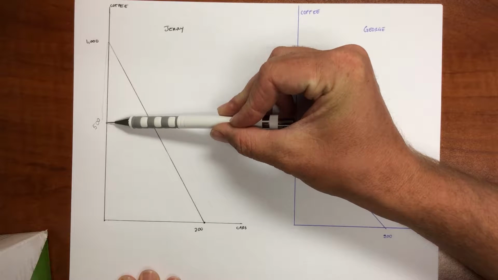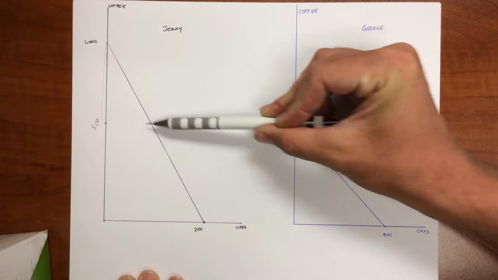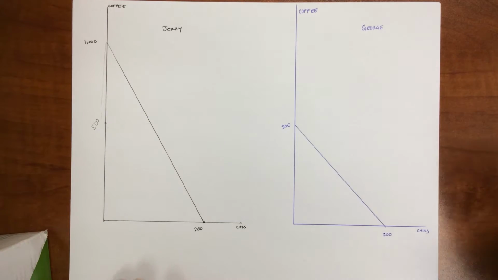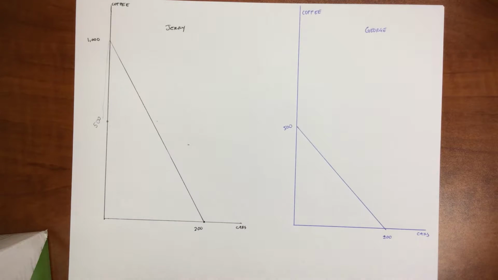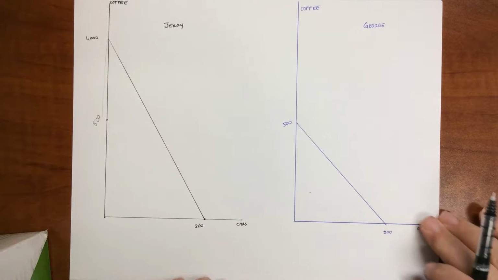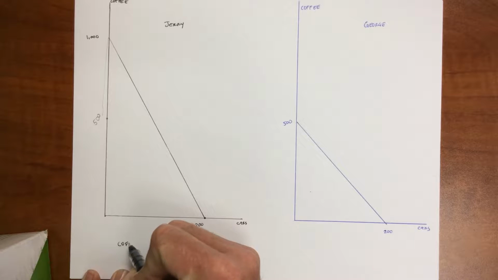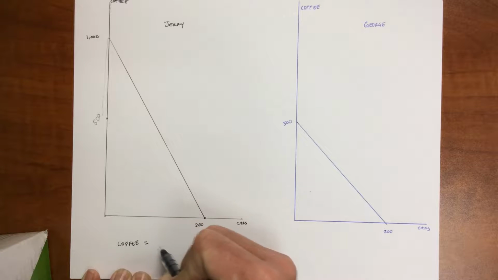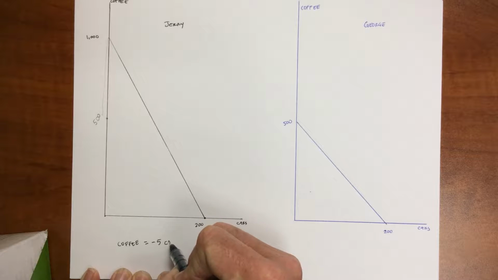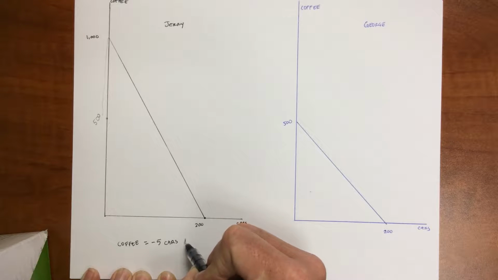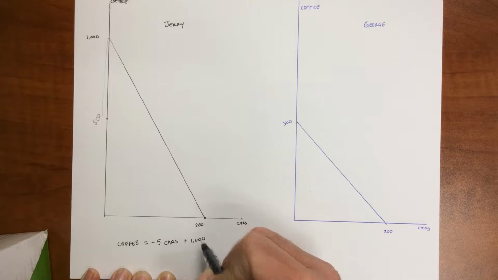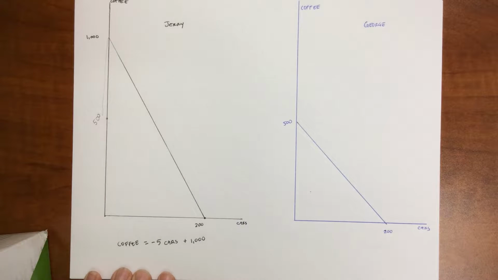And the question is, where does 50 fall? Is 50 out here? Is 50 on the PPF, or is it inside? It's kind of hard because we haven't really drawn this to scale, or it may not be drawn to scale. And so the question is, can we look at this? Well, let's rewrite Jerry's PPF in terms of an equation. So remember, Jerry's PPF is that coffee equals -5 cars plus 1,000.